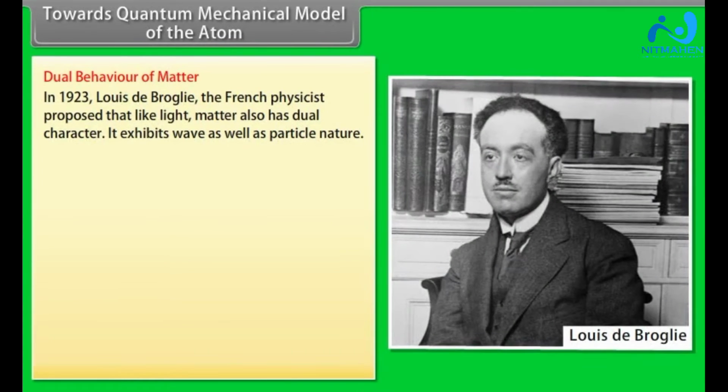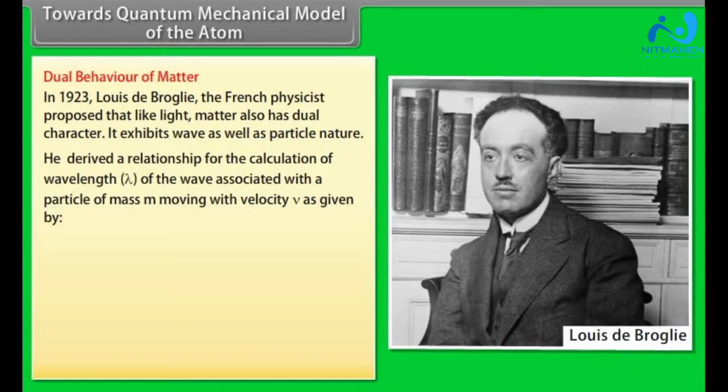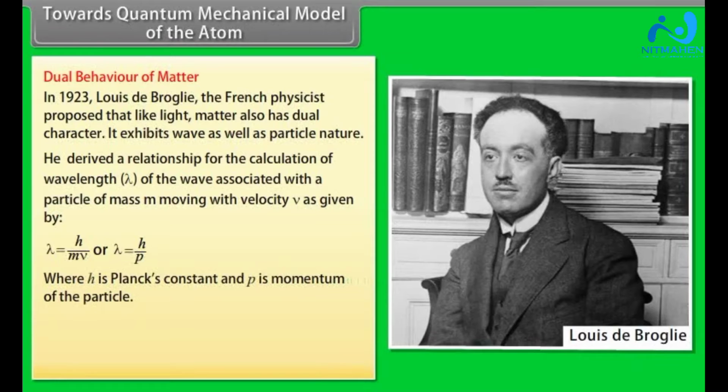Towards the quantum mechanical model of the atom: dual behavior of matter. In 1923, Louis de Broglie, the French physicist, proposed that like light, matter also has dual character. It exhibits wave as well as particle nature. He derived a relationship for the calculation of the wavelength lambda of the wave associated with a particle of mass m moving with velocity v, given by lambda is equal to h by mv, or lambda is equal to h by p, where h is Planck's constant and p is the momentum of the particle.